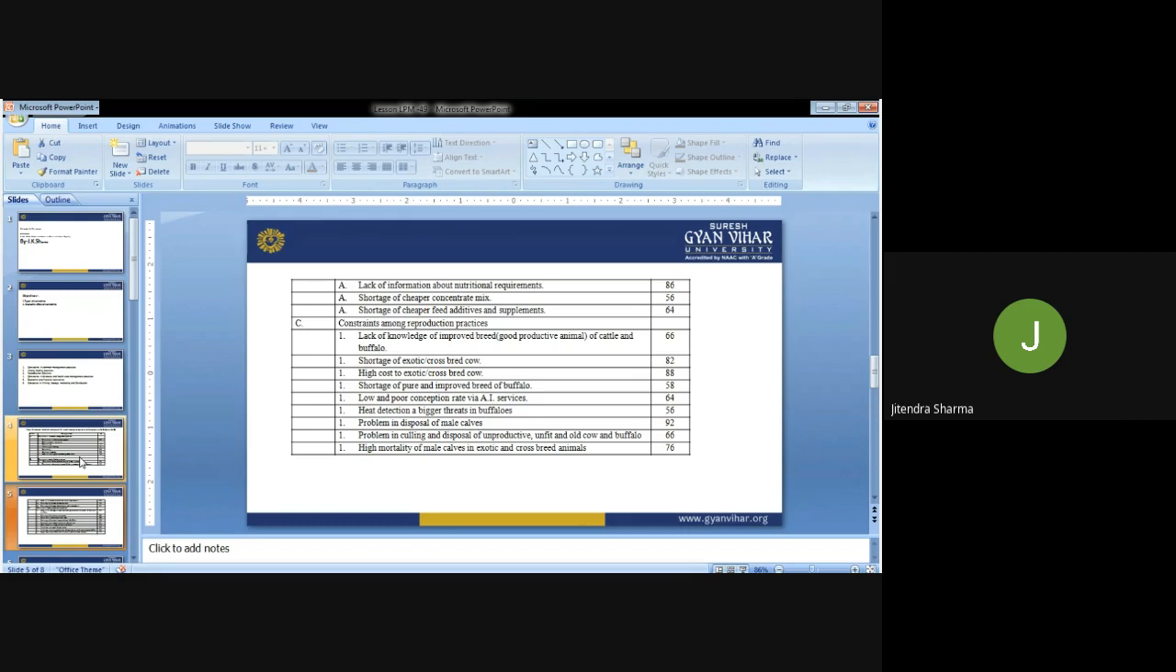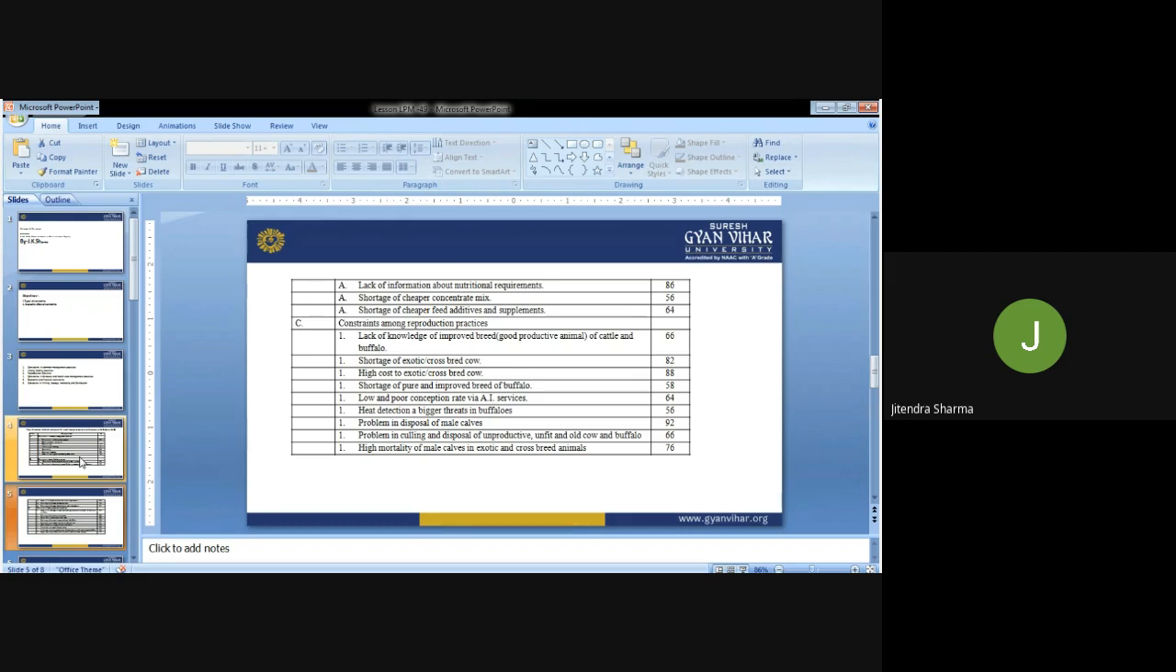Then shortage of cheaper feed additives and supplements. Yes, this is also a very big issue. When we discussed that there are a few problems, metabolic disorders or diseases, or abnormalities, they arise only because of poor supplementation of feed and fodders. So 64% of dairy owners of the region told us that they are not in a position to add feed additives and supplements to the regular feeding they give their livestock because of the high cost.